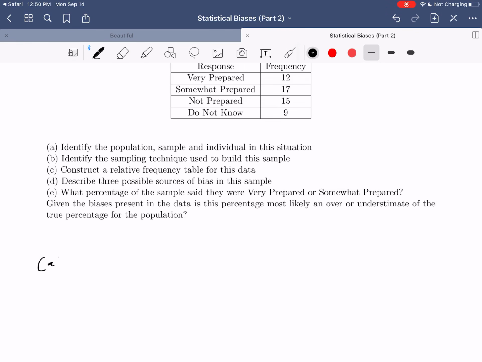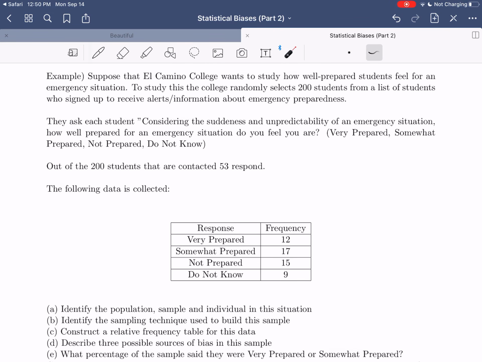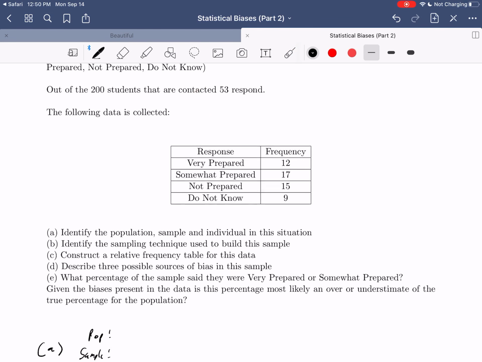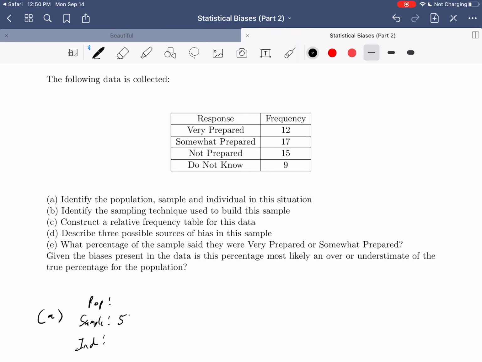So we'll start off with our standard population, sample, and individual. If we look through here, we can see that we contacted 200 students, but only 53 responded. So our sample must be those 53 students, which makes our individual 1 student. What is the population here?